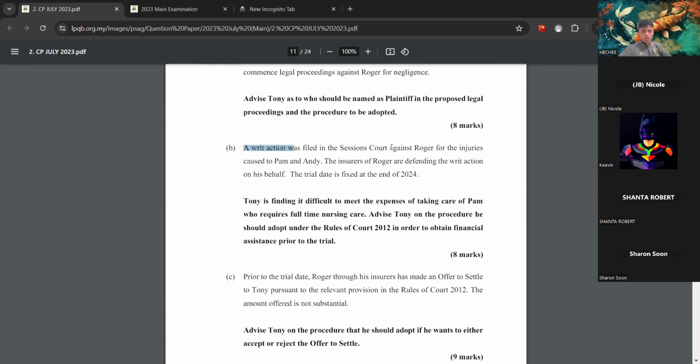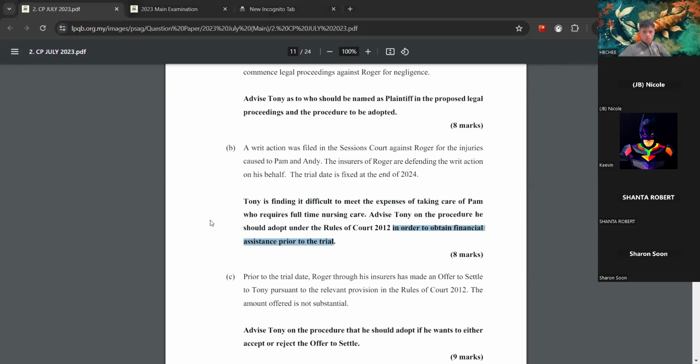A writ action is filed in the Sessions Court against Roger for the injuries caused to Pam and Andy. Now the insurers of Roger are defending the writ action on his behalf. Trial date is fixed at the end of 2024. Now Tony is finding it difficult to meet the expenses of taking care of Pam, who requires full-time nursing care. Advise Tony on the procedure he should adopt to obtain financial assistance prior to the trial. Keyword is here: difficult to meet the expenses of taking care. Now, the second keyword is in order to obtain financial assistance.